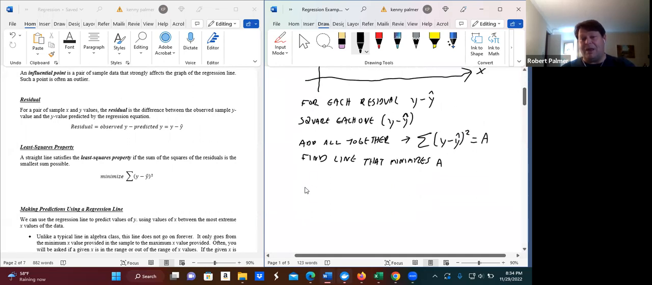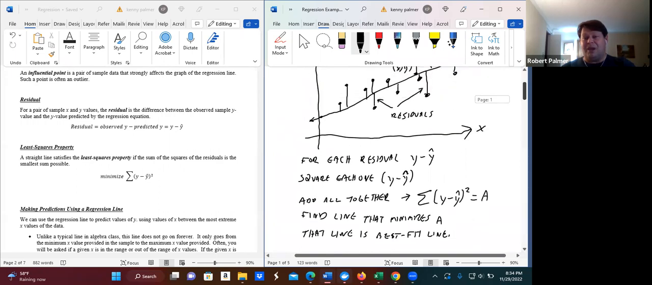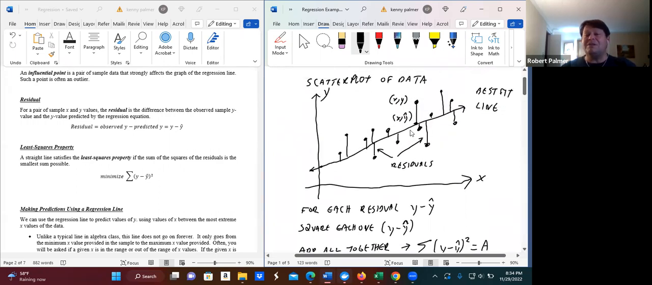Okay, and then that line is this best fit line. That's the reason why it's called the best fit line. Also, the reason it's called the least squares line as well, the regression line. So imagine this. I'm not going to draw it, but let's say this is the best fit line right here, the line that best fits all the data.